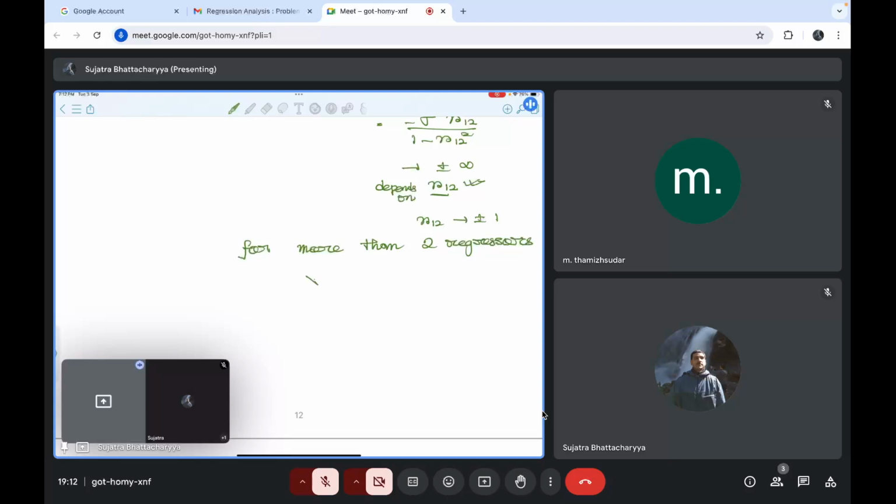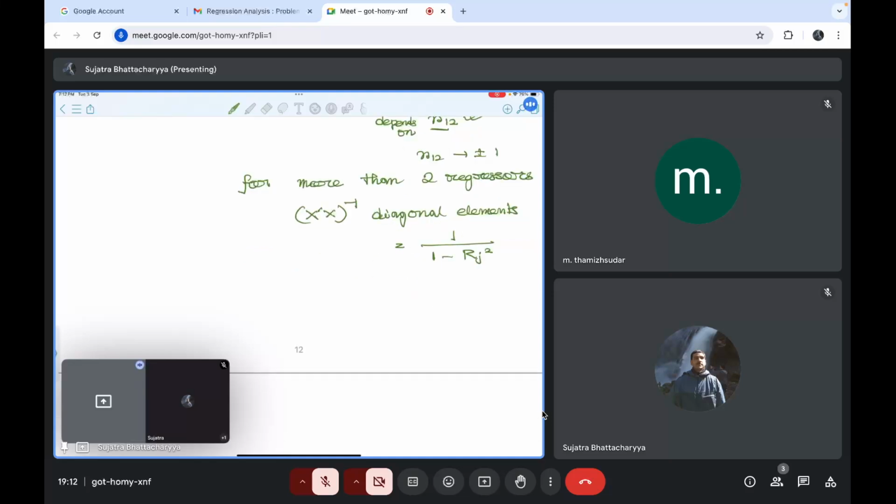we write with (X prime X) inverse diagonal elements, instead of correlation, we write 1 minus Rj square. This Rj square is your coefficient of multiple determination.